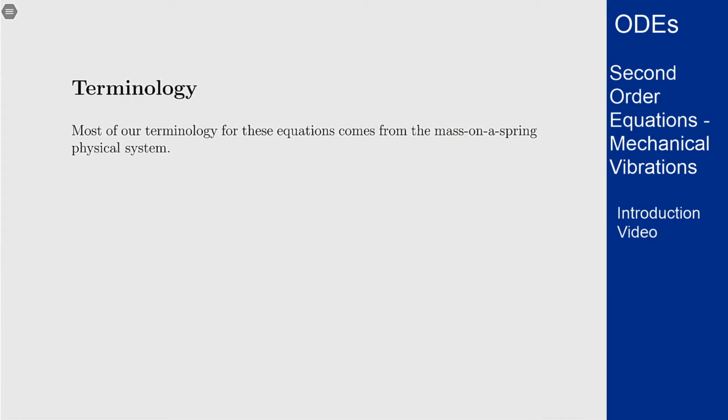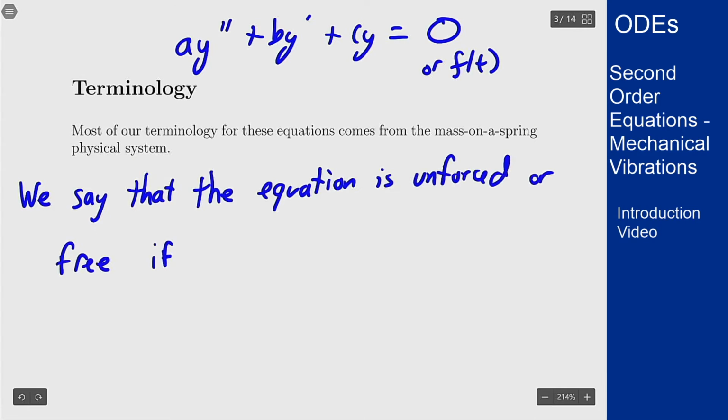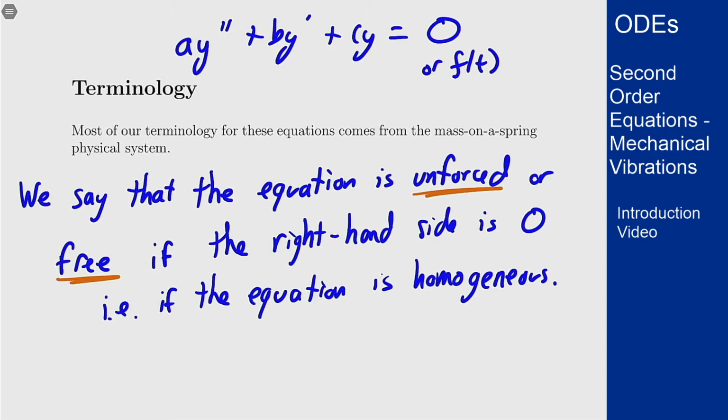So our terminology that we use for these equations a lot of times comes from this mass on a spring system. You think about the physical system, and the words used to describe that are related to the differential equation that models it. So if we go back to our model, which was A y double prime plus B y prime plus C y equals 0, or a function f of t, we say that the equation is unforced or free if the right-hand side is 0. That is, if the equation is homogeneous. Which basically comes from the idea that unforced means there's no extra forcing applied to it. There's no external forces outside of just the acceleration, the drag, and the spring constant. If there's no other forces, we say it's unforced or a free system.